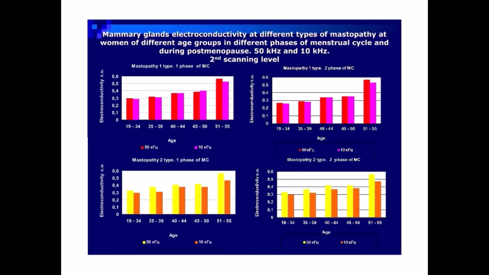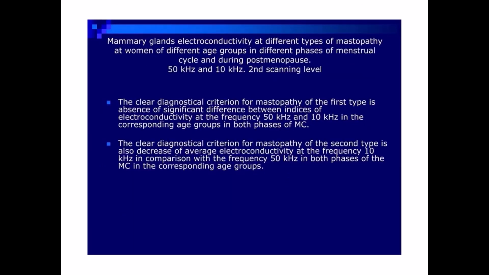50 kHz and 10 kHz. Second scanning level. The clear diagnostic criterion for mastopathy of the first type is absence of significant difference between indices of electroconductivity at the frequency 50 kHz and 10 kHz in the corresponding age groups in both phases of MC.